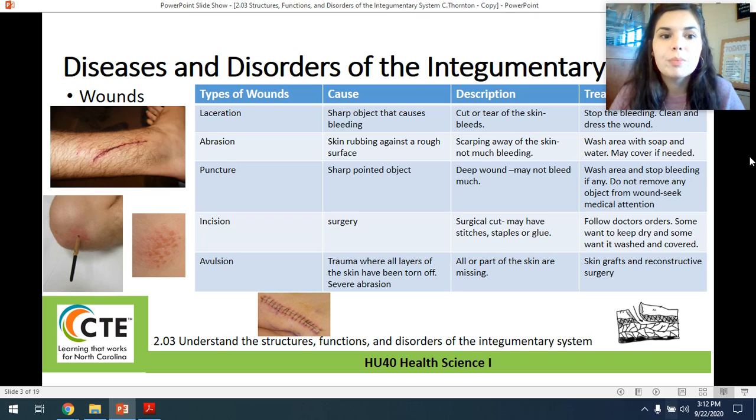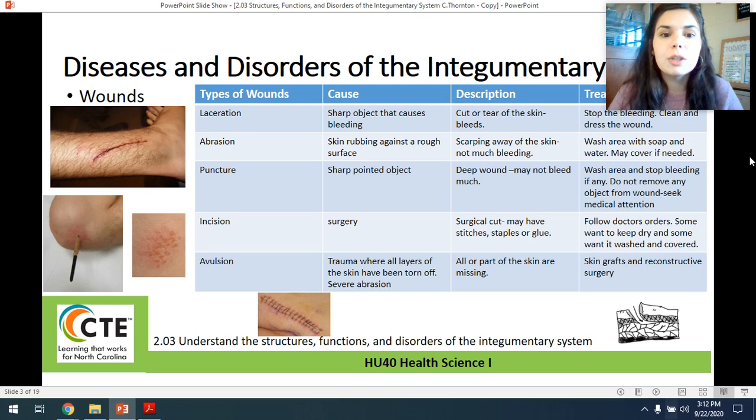For an abrasion, this is just when the skin rubs against a rough surface. So it's typically called a scrape because it just scrapes away some of the top layer of skin and doesn't usually cause a lot of bleeding. The treatment for an abrasion would just be to wash the area with soap and water, and if it is bleeding, you can cover it with a Band-Aid.